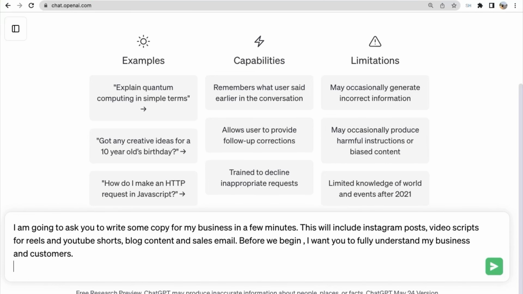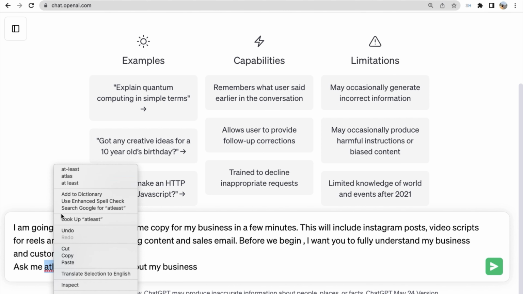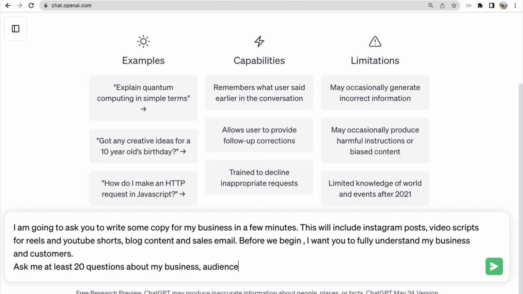Then click on Shift Enter to go to the next line and then ask me at least 20 questions about my business, audience, customers, and anything else you need in order to complete the task to the best of your ability. Now, rather than writing some article based on a one sentence prompt, ChatGPT is going to ask you a few questions in order to understand your business and provide you with the best possible content.